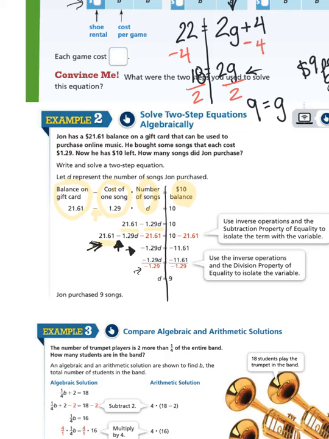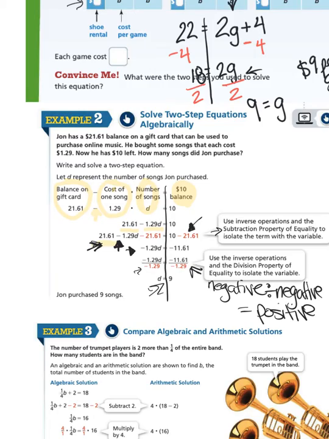And when they subtract it on the other side, a positive and a negative, remember when you have 10 minus 21.61, it's a positive and a negative. So you're really going to subtract and keep the sign of the bigger number. So you subtract them and you come up with negative 11.61. Then you divide a negative, see it here, a negative divided by a negative equals a positive. So he bought 9 songs.